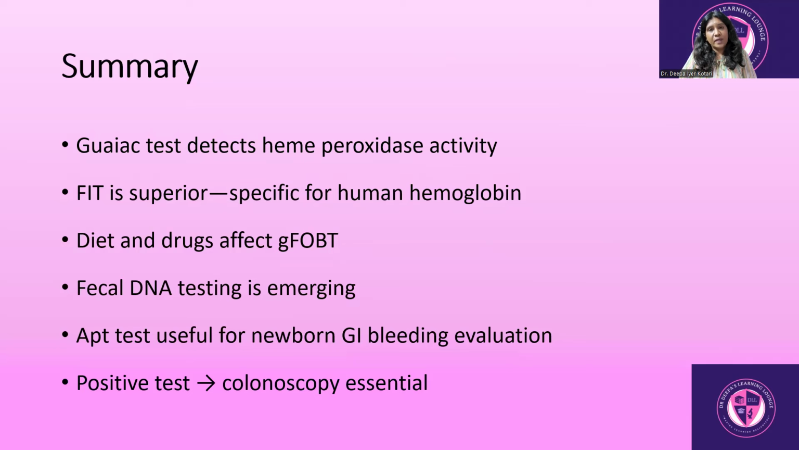Using the fecal immunochemical test is slightly better than the fecal guaiac testing, because fecal immunochemical testing is more specific for human hemoglobin and does not cross-react with animal hemoglobin. For a newborn, to understand whether it is maternal blood or a GI bleed in the baby, there is an apt test that helps differentiate between maternal swallowed blood and neonatal GI bleeding. Always remember that a positive fecal occult blood test warrants a colonoscopy evaluation initially.